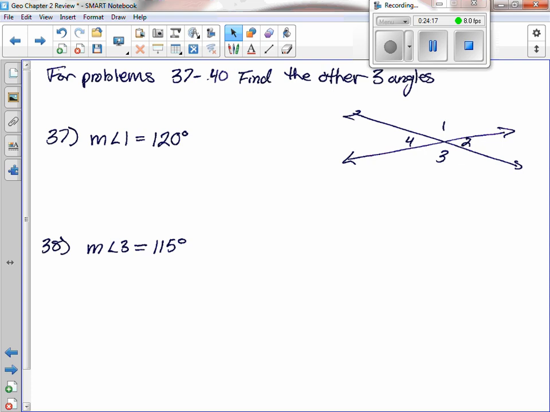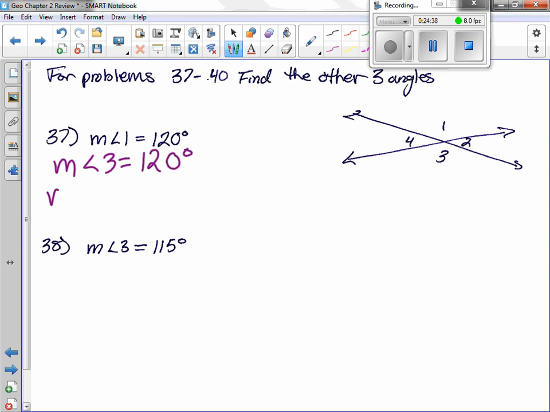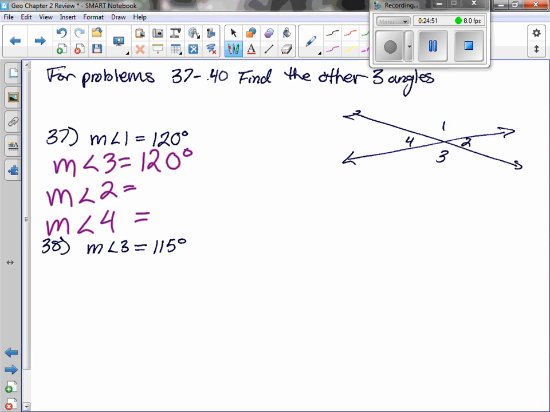Now, 37 through 40, I think, is the last set that we have, possibly. Yes? I mean, we have two more proofs. But when we look at this here, the first one, angle 1 is 120. So it means the measure of angle 3 is 120, because vertical angles are congruent. Yes, vertical angles are congruent, so they have the same measure. So for this here, 1 and 3 are both 120. What do 4 and 3 do?